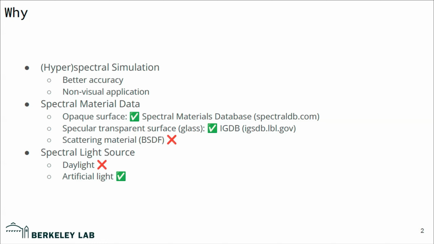And then in order to do that, we need input data. So for the material, we have opaque surface, we have the spectral material database that Austin managed, and we have LBL's international glazing database. Those are all spectral data. We don't have a spectral BSDF data set. That's still to do. For the light source, we have some artificial light spectral data, but we don't have daylight yet. So that's the purpose of this work.